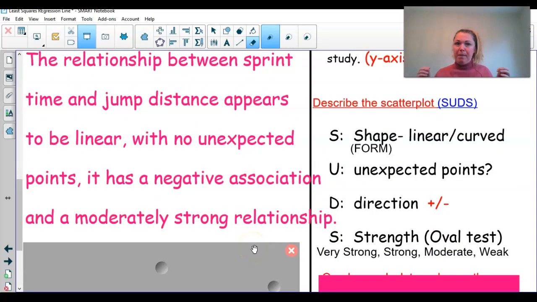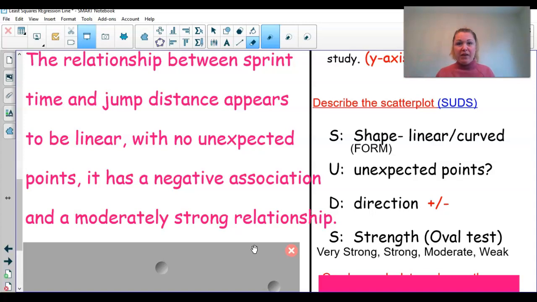So there we go, guys. Pause it and write this down. The relationship between sprint time and jump distance appears to be linear with no unexpected points. It has a negative association and is moderately strong. S, U, D, and S all in context.